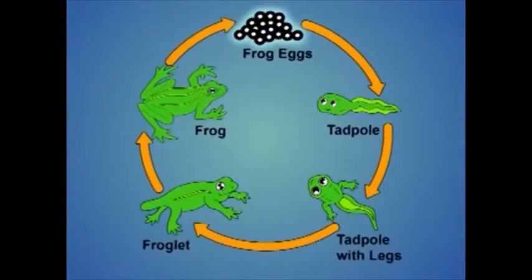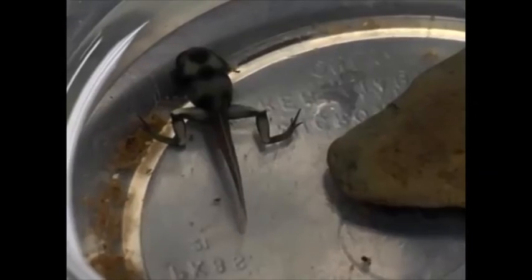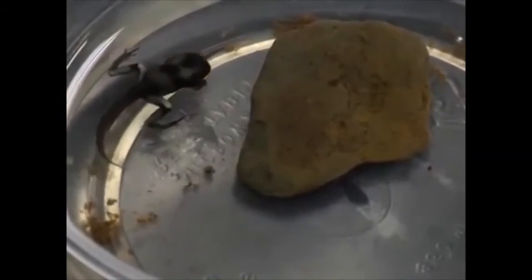I change and grow like this. It's called metamorphosis. I'm a tadpole with legs. Only 2 to move and bend. I swim and grow and do my best. I'll get 4 legs and be a froglet.